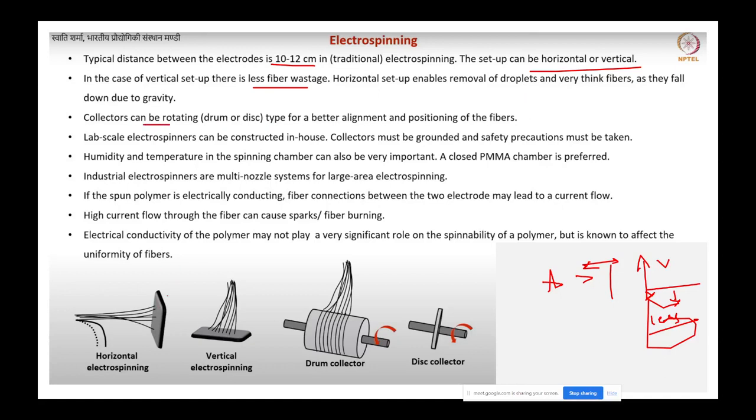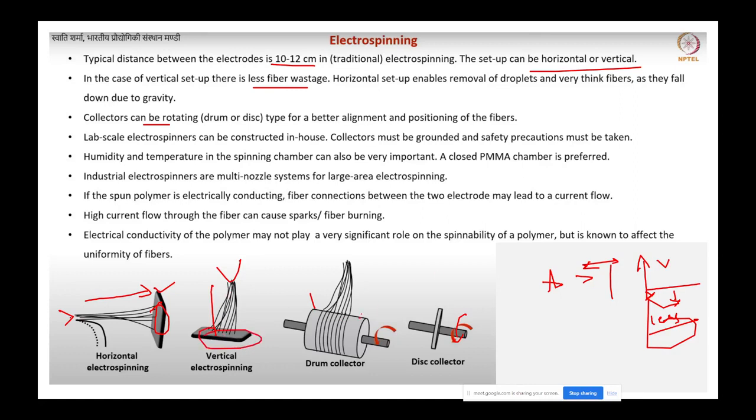Here, as you can see, your collector, which is the other electrode, could be a flat shape, or a drum shape, or a disc which will be rotating. Here you can see a horizontal setup: from one electrode, the needle, your fiber is coming and getting collected somewhere here. And here, one electrode is here, from where your fiber is coming in the vertical direction, and it is collected in this collector.